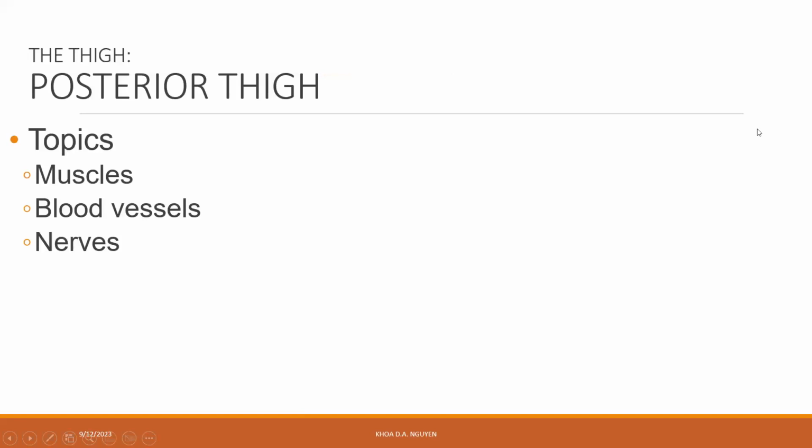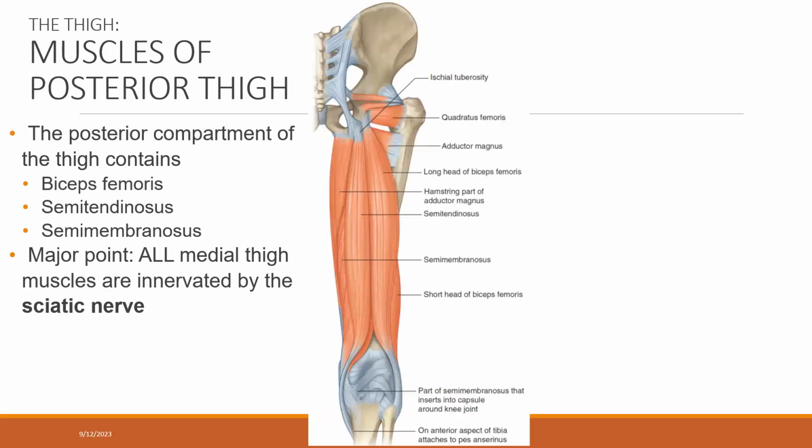Okay. Let's talk about the posterior thigh now. So the posterior thigh, there are some muscles that we need to know, as well as the blood vessels and the nerves that supply these muscles, just like every time that we have seen in another region of the body before. So what are the muscles of the posterior thigh? The posterior thigh is going to be pretty easy because really there are only 3 muscles in this compartment.